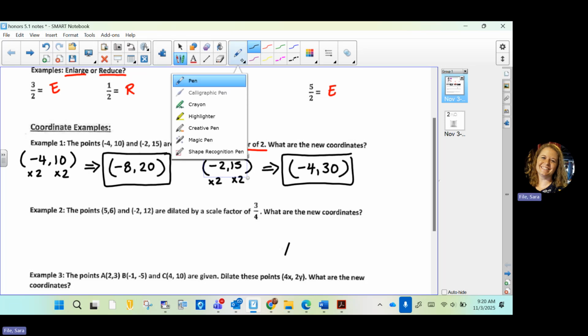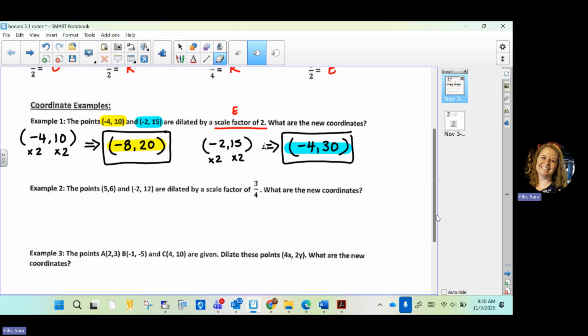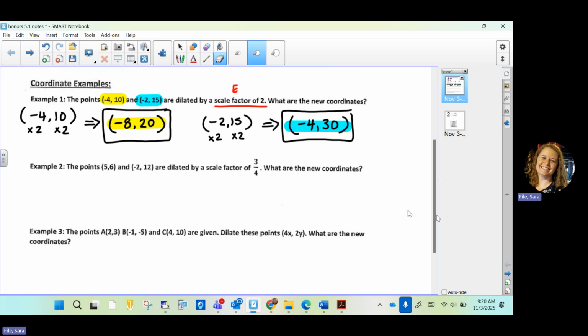I'm going to highlight just to show you, we went from here to here, and we went from here to here by multiplying by our scale factor. So far, so good? Okay, so when you have an integer value for your scale factor, it's pretty easy. You just multiply by that number. Sometimes it's a little tougher when it's a fraction.